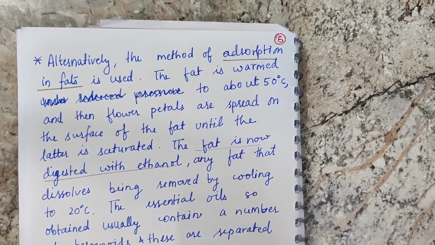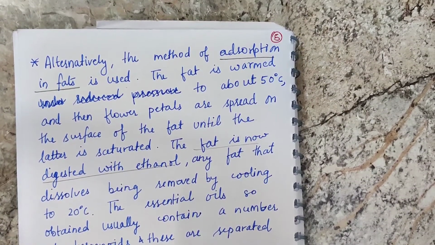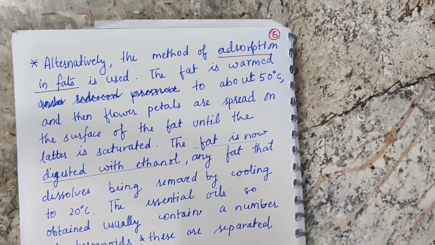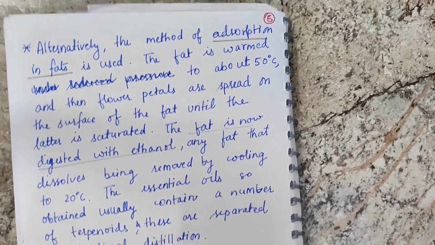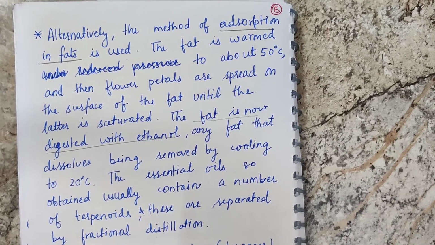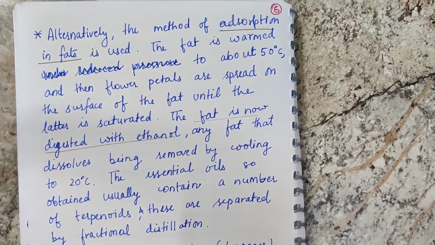Another alternate method is adsorption in fats. What they do is they warm up the fat at 50 degrees Celsius and then spread the flower petals or leaves, whatever the source of the terpenoid or terpene they are taking, on the surface of the fat until the fat gets saturated. Until saturation comes in the fat, they keep on putting the petals or the leaves, whatever the source is, and once the fat is saturated, they digest it with ethanol.